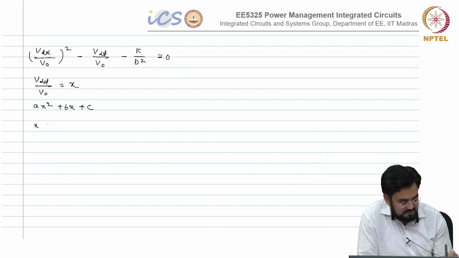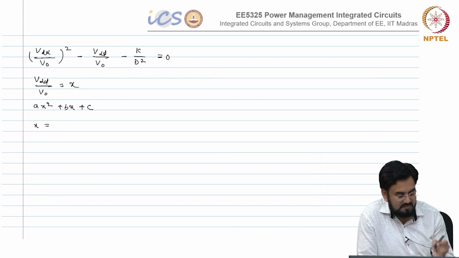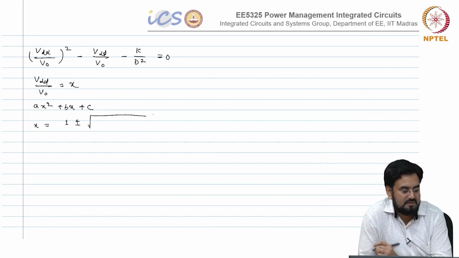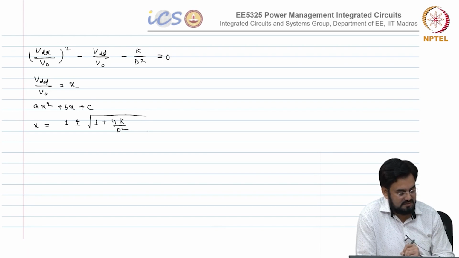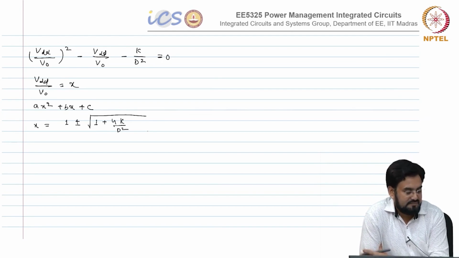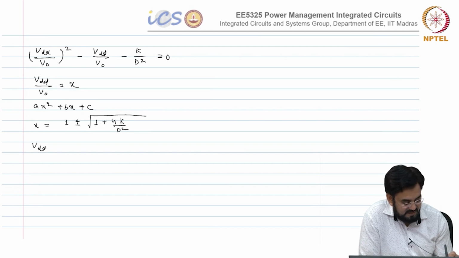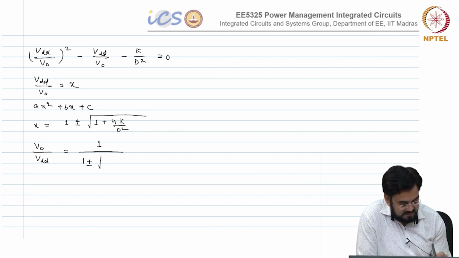x is equal to minus b plus minus square root of b square minus 4ac. Minus b is nothing but 1. c is negative, so this becomes plus 4K over D square. Correct? Which means V out over VDD is 1 over 1 plus minus square root.